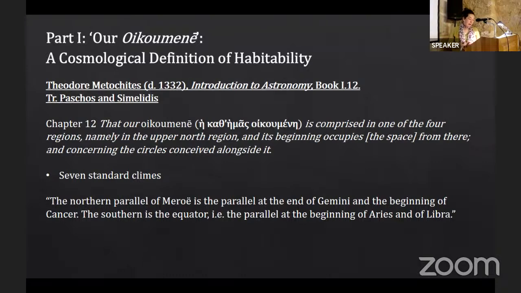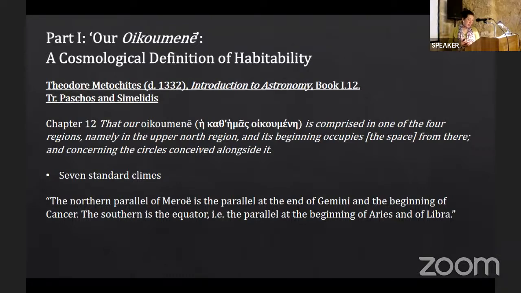So when describing our inhabited region in terms of the standard climes, or if you prefer, you can think about them as geographical parallels, Metochites references 3 works of Ptolemy: the Handy Tables, the Geography, and the Almagest. The climes are listed by him from south to north, starting with the clime for Meroë. They are again defined in astronomical terms with the help of celestial coordinates. The northern parallel of Meroë is the parallel at the end of Gemini and at the beginning of Cancer. The southern is the equator, that is the parallel at the beginning of Aries and Libra.